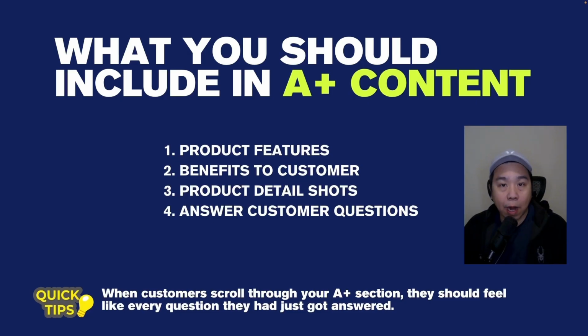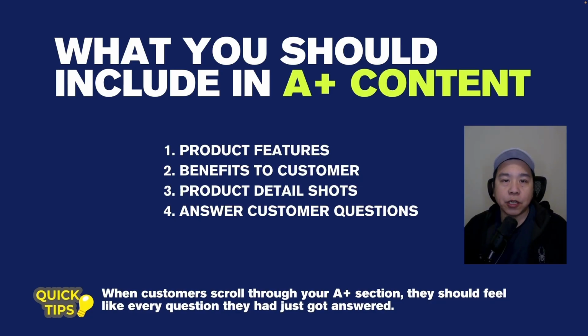Okay, now that we know why we want A-plus content, let's talk about what you should include in A-plus content. Now, the goal is not just to add more information. The goal is to add clear, valuable, and insightful information. We want to focus on these elements. Product features. We want to highlight the unique features of your product. What makes it special? Why buy this one versus your competitors? The benefits to the customer.